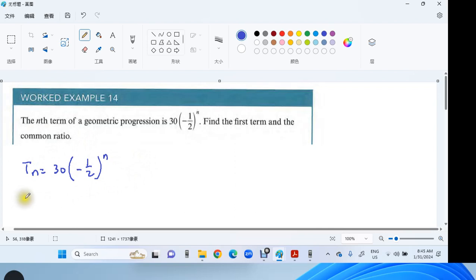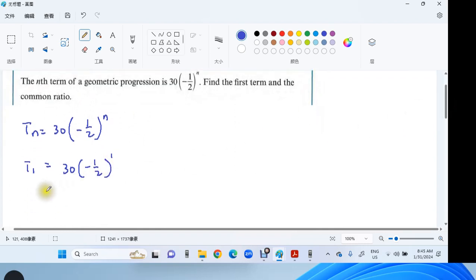So first term, very easy. T1, T1 is the first term. So 30 times negative 1 over 2 to the power 1. So it is negative 15. And then we can find the second term also. Second term will be 30 times negative 1 over 2 to the power of 2. Then it will become 15 over 2.